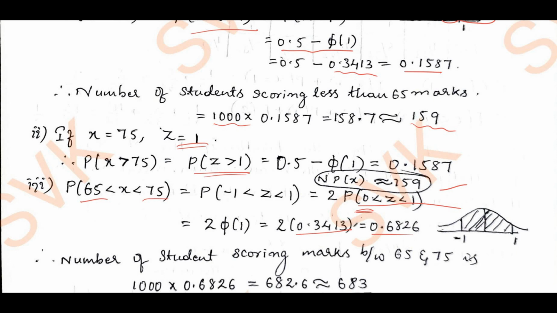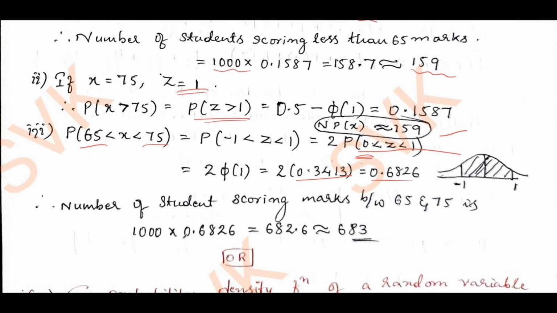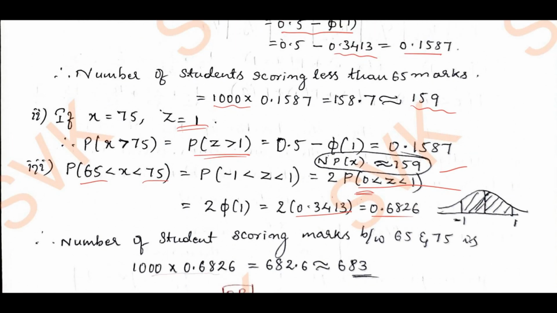But we have 1000 students. So multiplying by the 1000 students, we get 1000 into 0.6826, which is equivalent to 683, the required answer. This is how we need to solve the problem of normal distribution. So now let us move on to the next problem.